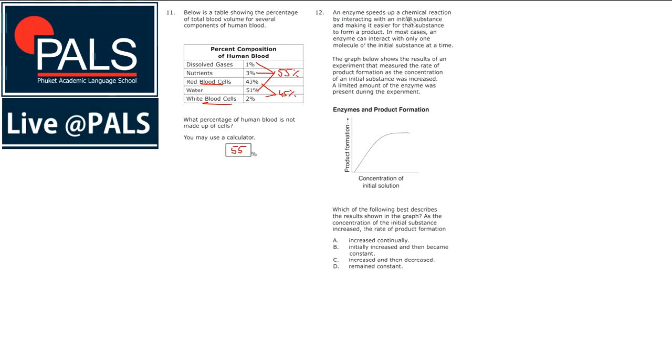An enzyme speeds up a chemical reaction by interacting with an initial substance and making it easier for that substance to form a product. In most cases, an enzyme can interact with only one molecule of the initial substance at a time. The graph below shows the results of an experiment that measured the rate of product formation as the concentration of an initial substance was increased. A limited amount of the enzyme was present during the experiment.